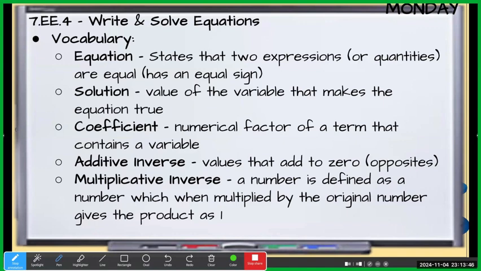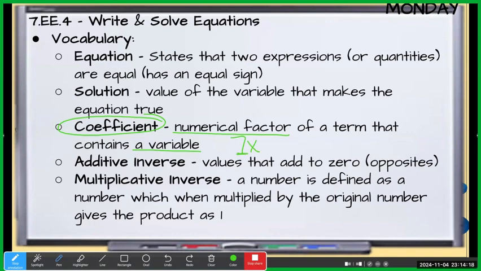Coefficient. A numerical factor of a term that contains a variable. Somebody give me an example. Coefficient, like 7x. What's the coefficient? Now, if they said the numerical factor with a variable, you sure x is the coefficient? We don't need the variable, so the coefficient will be the number with the variable.